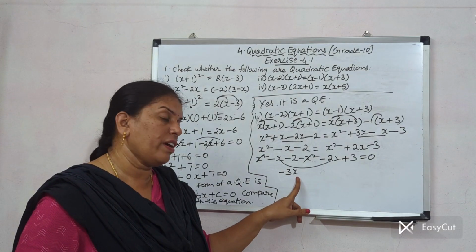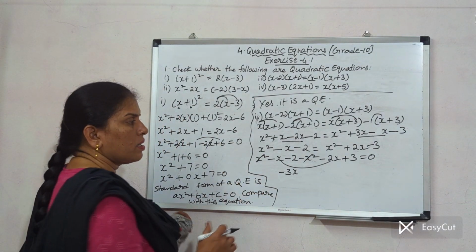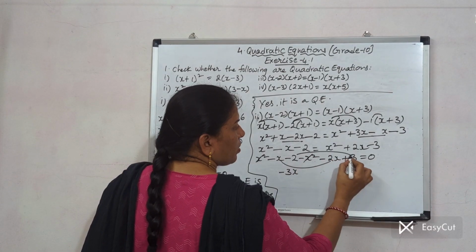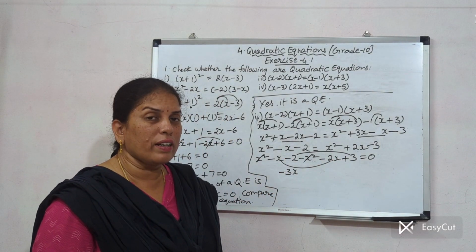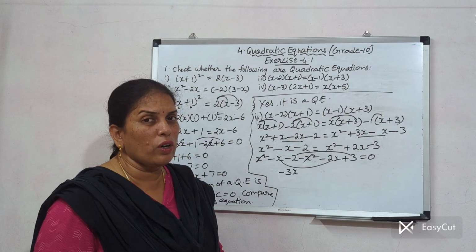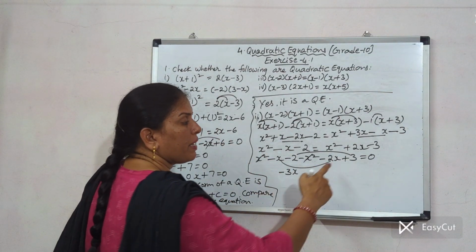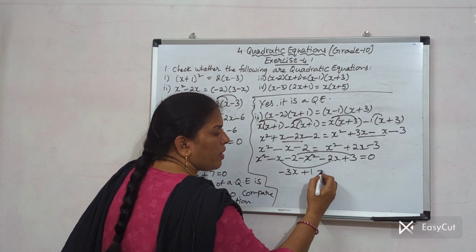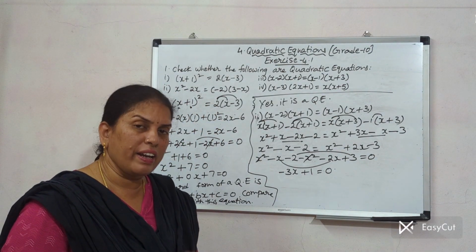If you won't write this variable or any sign, the whole answer becomes wrong. Next, these two constants. Minus is there, plus is there. Now, I told you that if you have opposite signs, you need to subtract. 3 minus 2 is 1. The bigger number has plus, so plus 1 equal to 0. Now, this is the final answer.